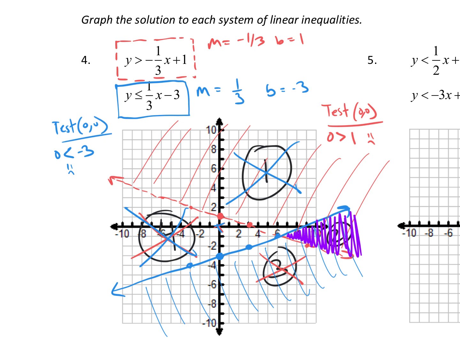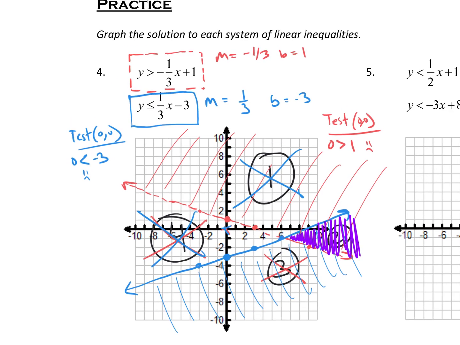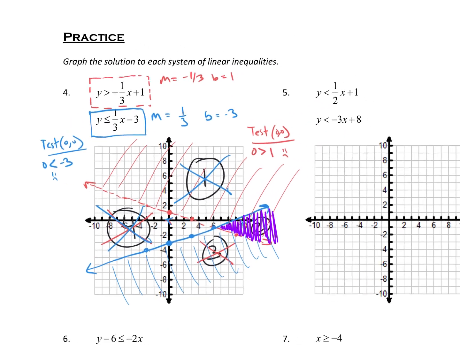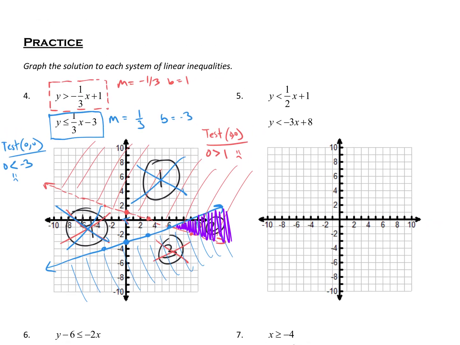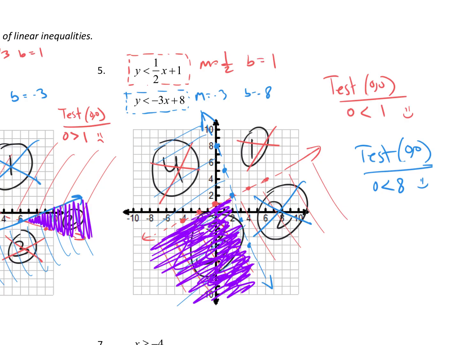So now I would like you to pause the video and try problem 5 on your own. Okay, and then you're going to check your answer. So pause it, graph both of them. You should see shading, dashed or dotted, and then check your answer here. All right, check your answer here.